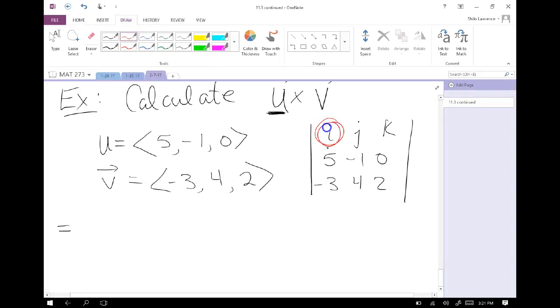So for the I, I'm going to cross off I's row and I's column. And we do the major diagonal, which starts in the top left corner. Just like when you start reading a book, you start in the top left corner. Matrices are the same way. So we do -1 times 2 is what? -2. And we subtract from that the product on the minor diagonal, which is 0. We've got 4 times 0 is 0.